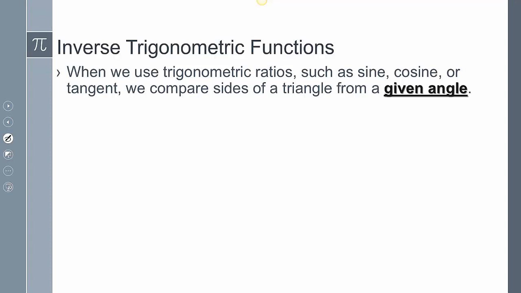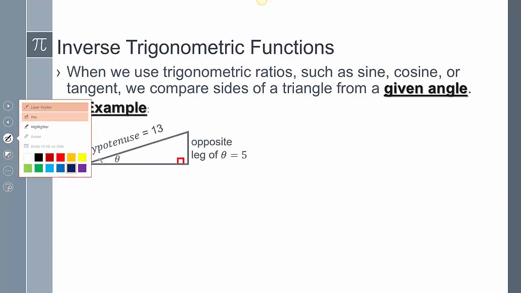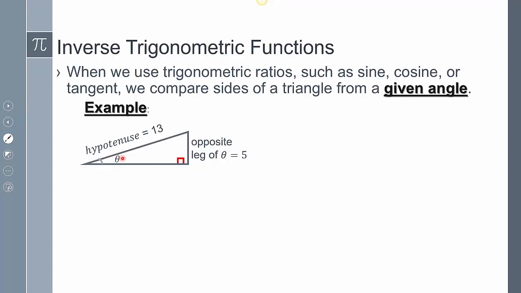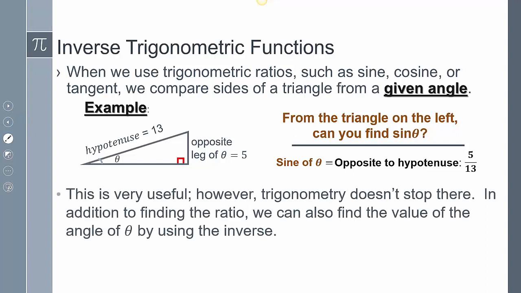So when we use these trig ratios such as sine, cosine, or tangent, we're comparing the sides of a triangle from a given angle. So for this example here, if I said that this is theta, and I want to compare my two given sides here, I can compare opposite to the hypotenuse, which I know to be 5/13. But it's useful to be able to compare those ratios, but just understand we can take this a step further and we can actually find the value theta, or my angle, and we do that by using the inverse.